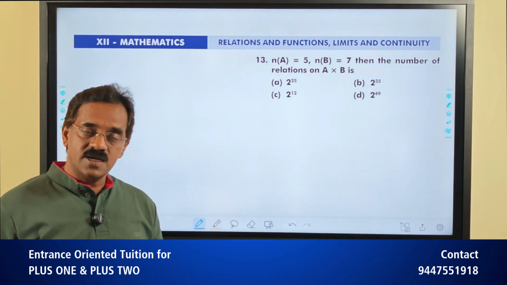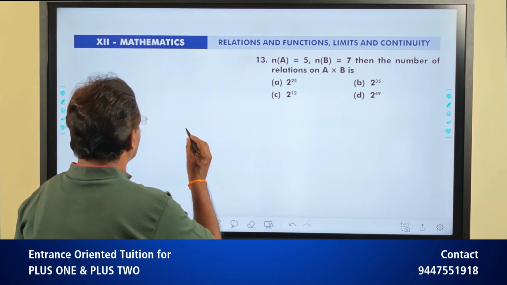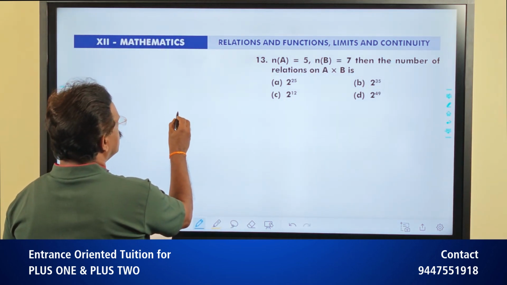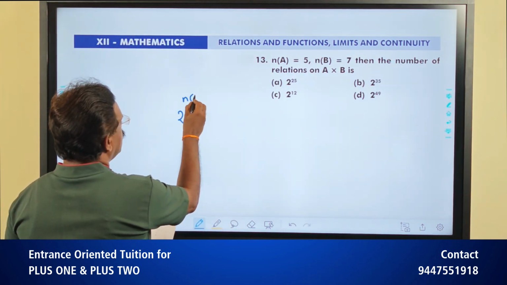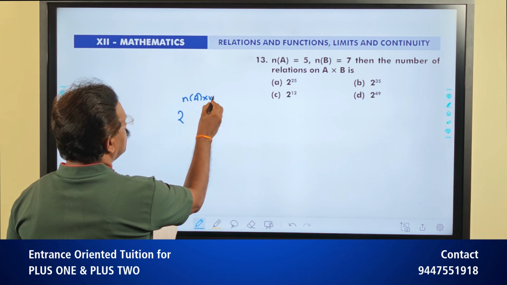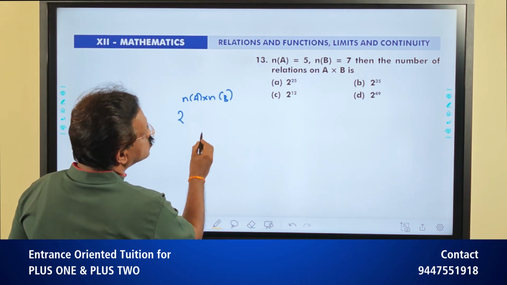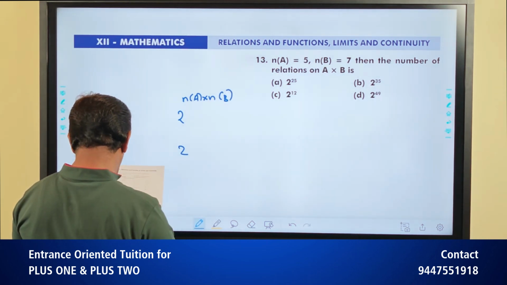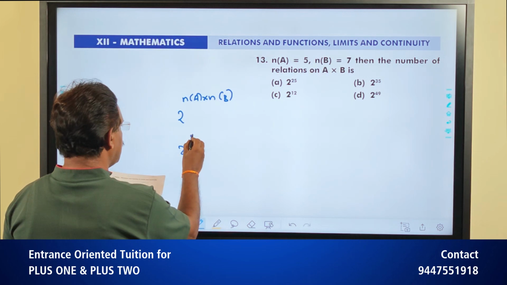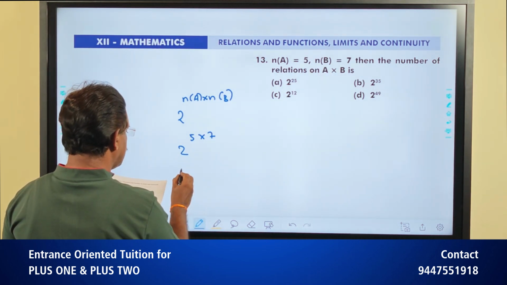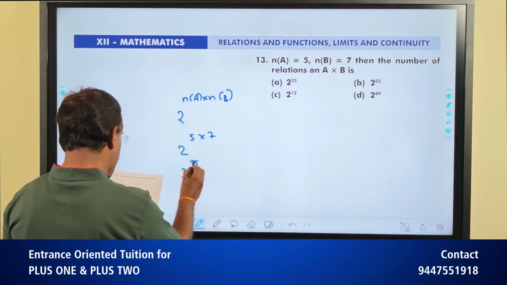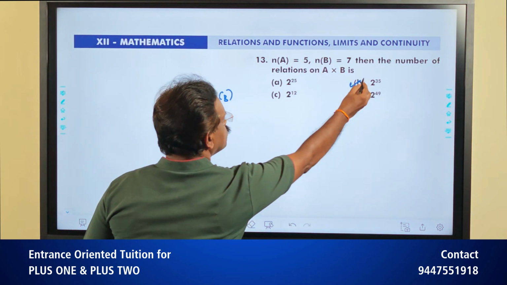Come to question number 13. Everyone knows that the number of relations from A to B is 2 raised to n of A into n of B. That is 2 raised to n of A, which is 5, times n of B, which is 7. That is 2 raised to 35, which is given by choice B.